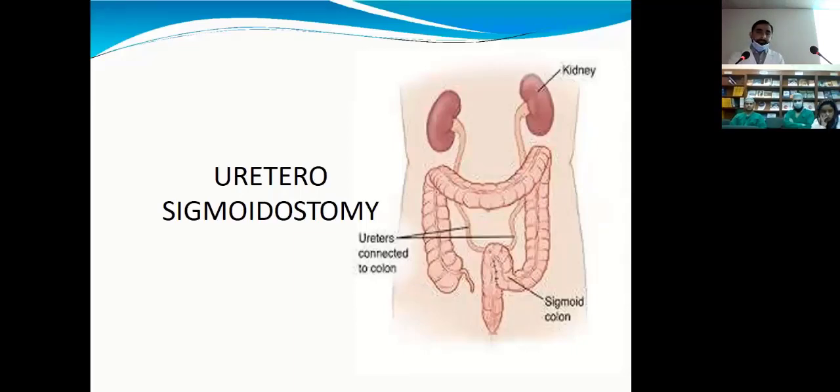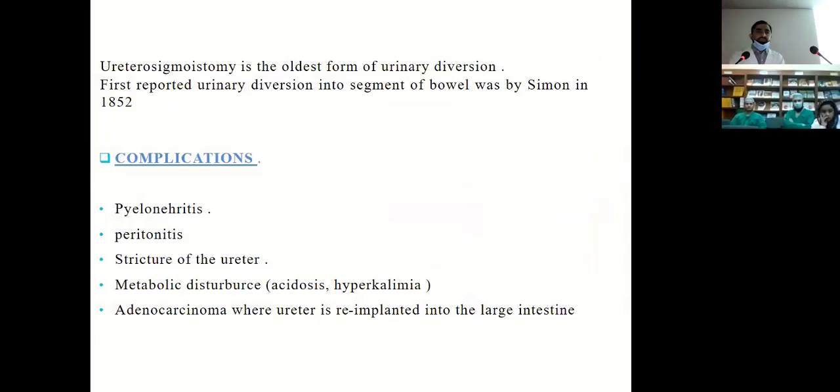Ureterosigmoidostomy. The ureterosigmoidostomy is the oldest form of urinary diversion. The first reported urinary diversion into a segment of bowel was by Simon in 1852. The complications are pyelonephritis, peritonitis, stricture of the ureter, metabolic disturbance, acidosis, hyperkalemia, and it may cause adenocarcinoma where the ureter is reimplanted into the large intestine.